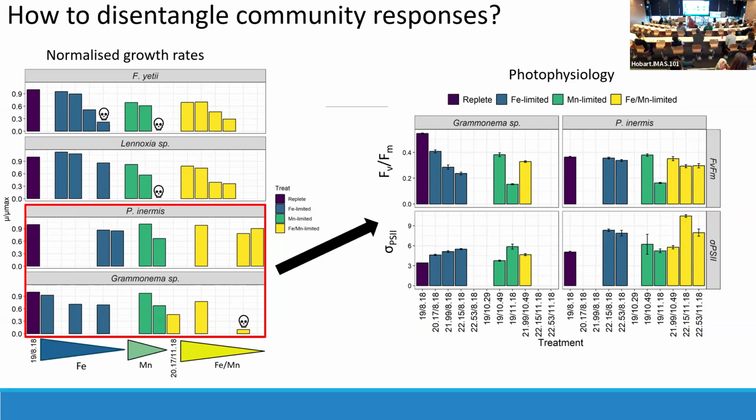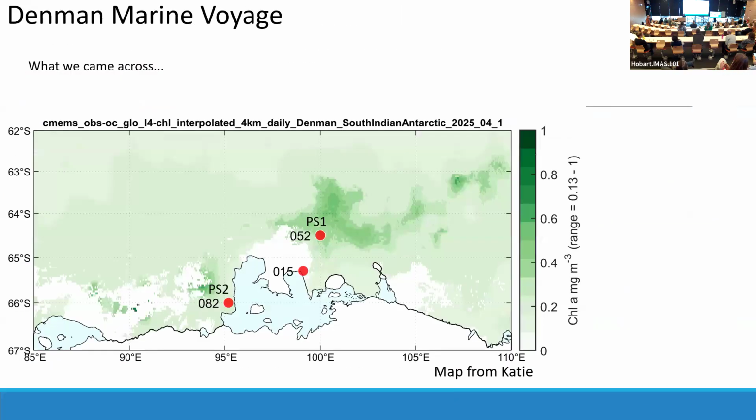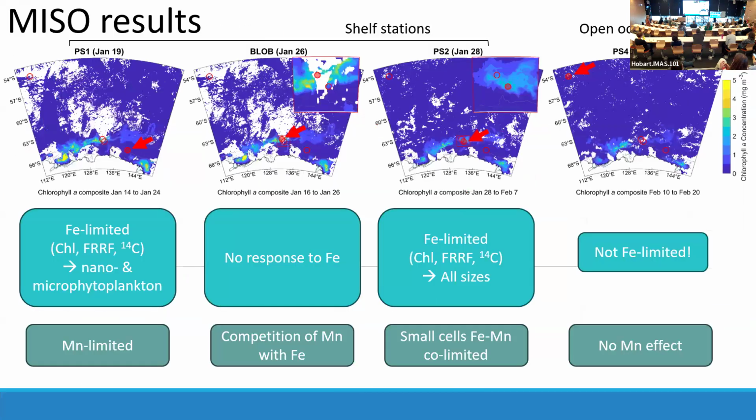Thanks, Pauline. That was great. I learned so much. I had a question about this open ocean sample you had from the MISO voyage, I think, which was showing it wasn't iron limited. If I recall from the start, you said most of the studies have previously been done in summer, and this study was in autumn. I was just wondering, could it be a seasonal signal you're picking up?